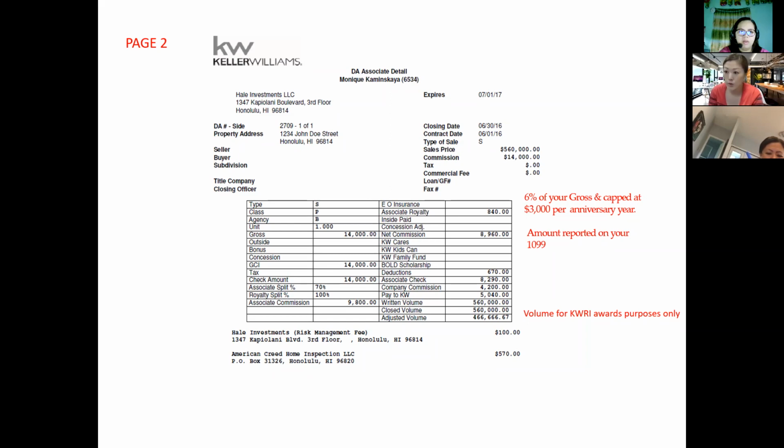So it'll show you what type of transaction this is. Is this a buyer's transaction or a seller's transaction? And it'll show the unit, which is typically one, right? It'll show the gross, which is the gross amount that the agent is getting on the total commissions.